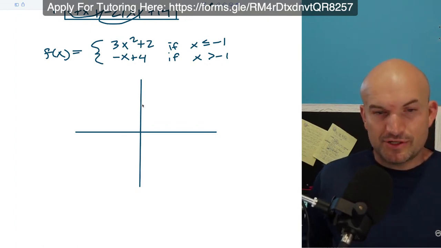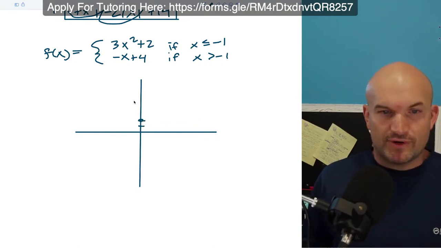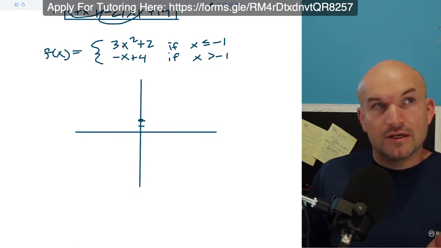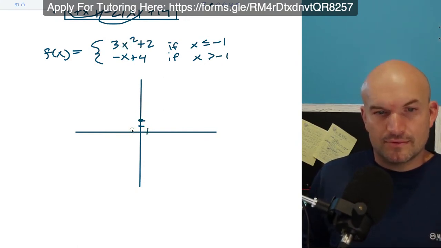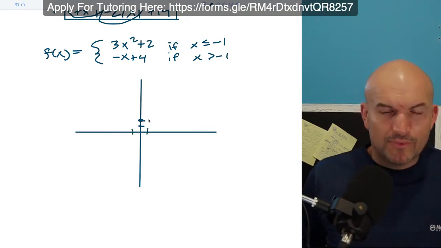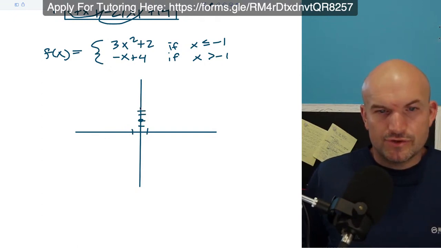So if I had 3x squared plus 2, we know that it's going to be shifted up 2, right? And then we're going to have a vertical stretch of 3. So basically, instead of going over 1, up 1, it's going to be over 1, up 3. So when I go over 1, I'm going to go up 1, 2, 3. So it's being vertically stretched.